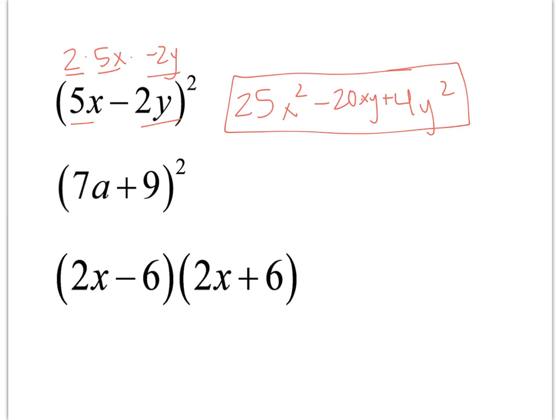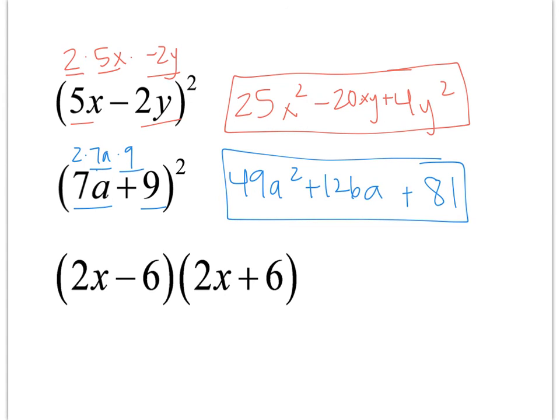The second example, I have a square of a sum. So I'm going to take my first term and square it. So 7a squared is 49a squared. Square my last term and get 81. And then my middle term is 2 times my first term times my last term. So 7a times 9 is 63a, and then 63a times 2 would be 126a. So plus 126a plus 81.